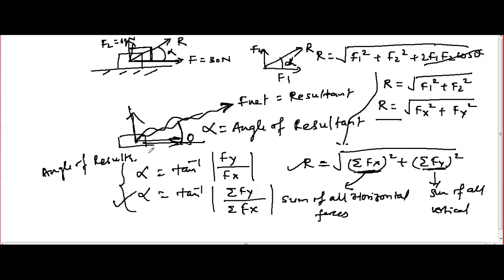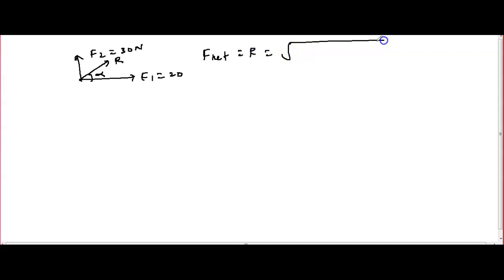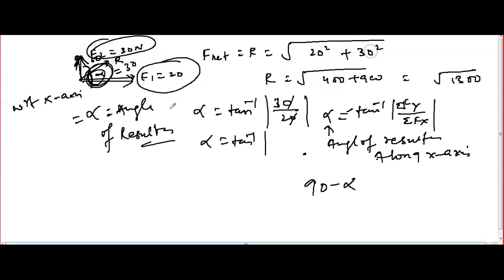Okay, I will tell you an example, and this derivation also I will do. Just try to understand for 10 minutes, then I will go on. See here, consider the question is given this way: F1 is equal to 20 and F2 is equal to 30. Simple question. So I can write the resultant in some other direction, this R, where alpha is the angle of resultant, and F net is equal to the resultant, which is equal to the square root of F1 square, that is 20 square, plus F2 square, which is 30.